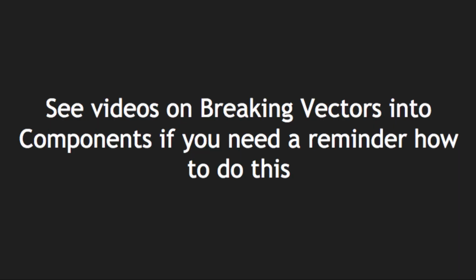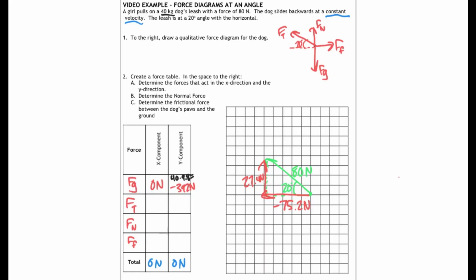I skipped over the math on actually breaking it up into components. If you need a refresher on this, again, see the videos either breaking vectors into components by hand or breaking vectors into components using trig. After breaking this 80 newton force up into its components, it has an x component to the left, so it's negative, and it's 75.2 newtons. In the y direction, it's up, so that's positive 27.4 newtons.